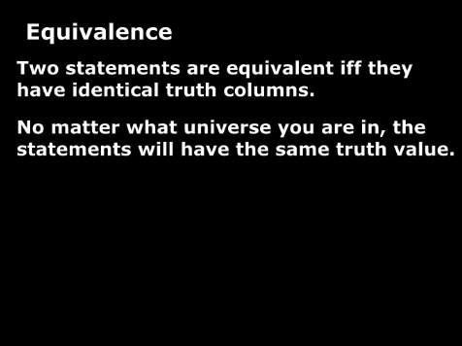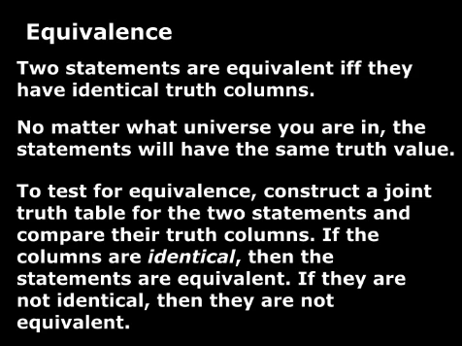Another way you could think about that is that no matter what universe you are in, if you go to some parallel universe, those statements are going to have the same truth value if they're equivalent. To test for equivalence, you construct a joint truth table, and that means it's a truth table that has both of those statements on it, so you need them both on the same truth table. And then you just compare their truth columns. And the truth column is just the column of T's and F's on the truth table underneath that statement. That's the statement's truth column.